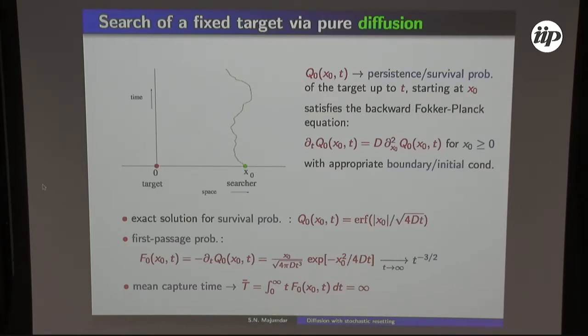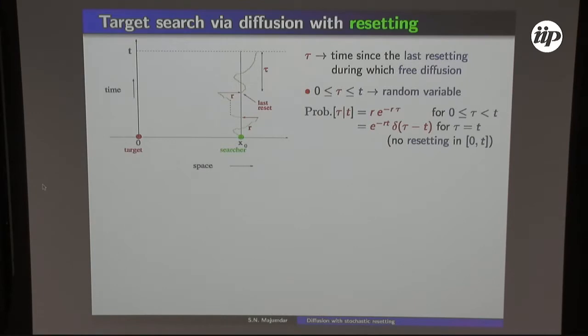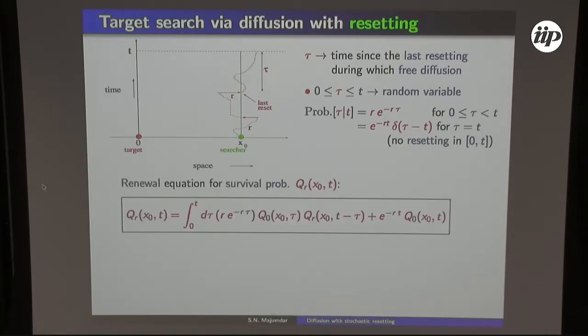So now we switch on the resetting, and you ask what happens. So how do I solve this problem? Again, I do the same trick that I used before. For every given surviving trajectory, I look at the time since the resetting, tau, and again, this has this distribution. It's a random time, basically. And given this time, I'm going to write down the equation for the survival probability in the presence of resetting. Okay, so let's see again. There will be two terms.